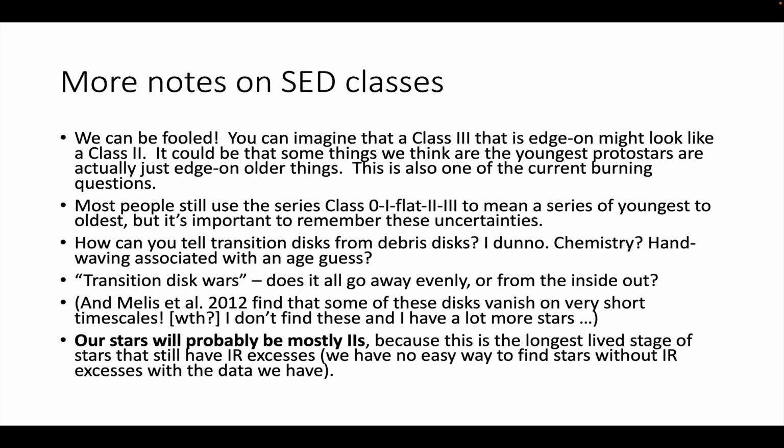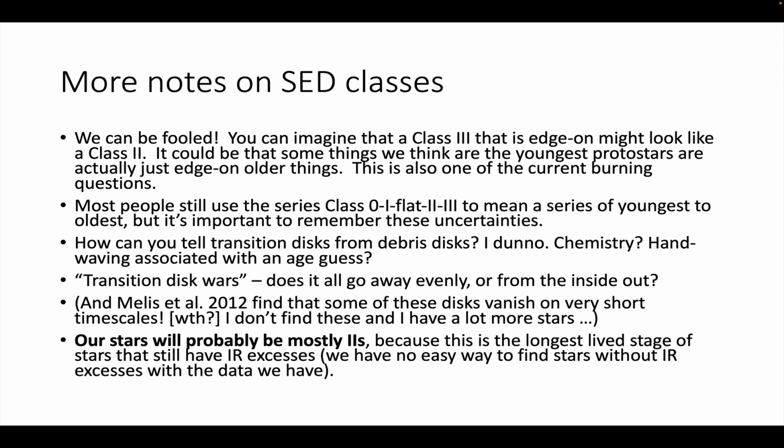So it's also true that we can be fooled. You can easily imagine that a class 3 star that is edge on might look like a class 2 or even a flat. So it could be that some things that we think are the youngest protostars are just edge on older things. So it's hard.